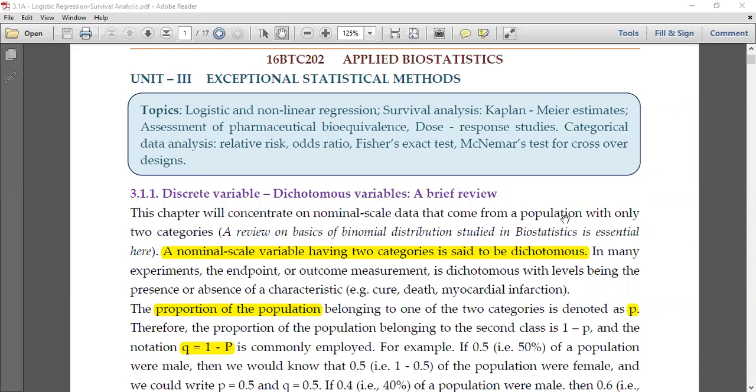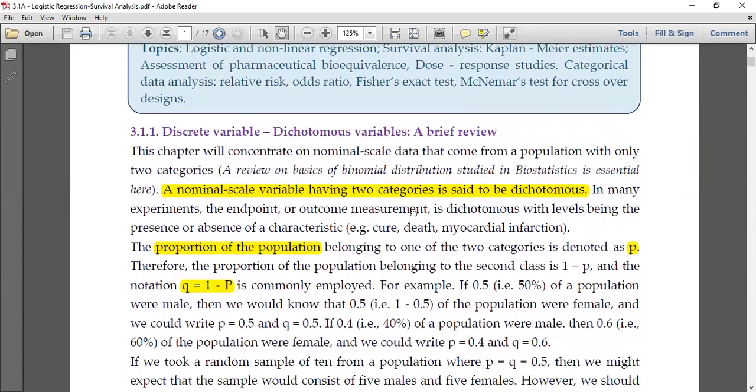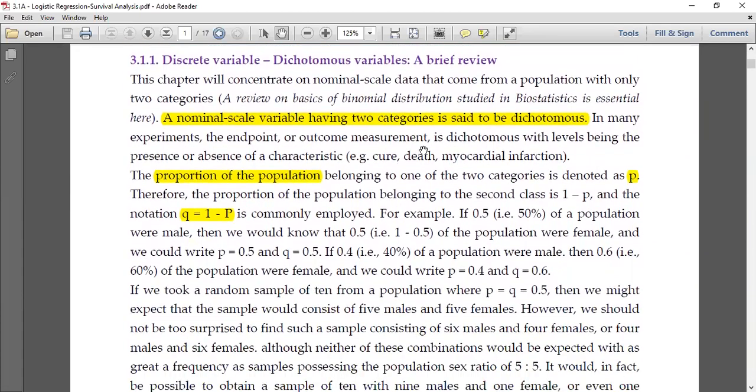In this video lecture, we'll be looking into some topics on exceptional statistical methods. We'll be focusing on this particular part, that is logistic and nonlinear regression. Before we get into the topic, let us look into certain aspects of something called a discrete variable. In fact, it is related to basic statistics, fundamental statistics, you can say.